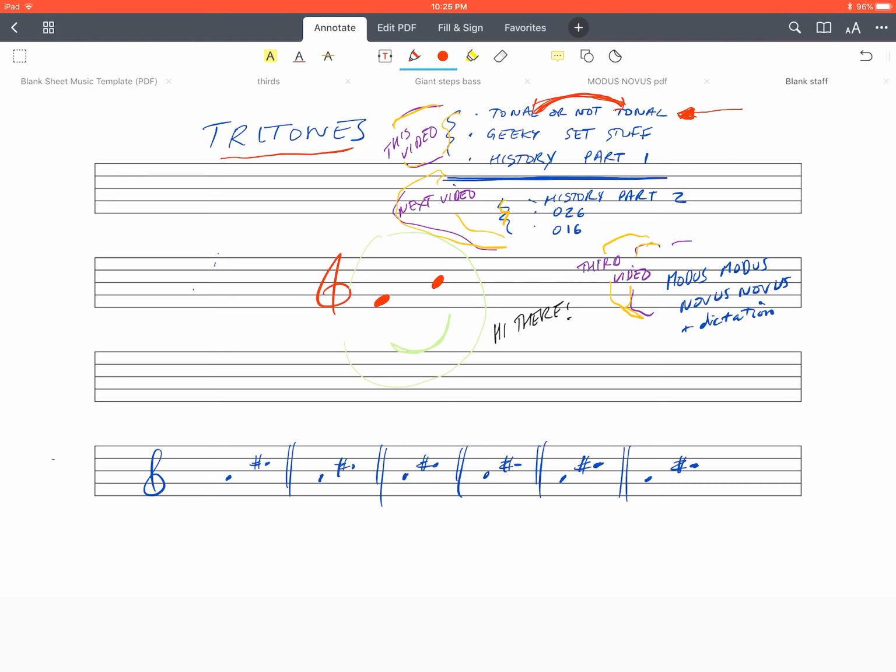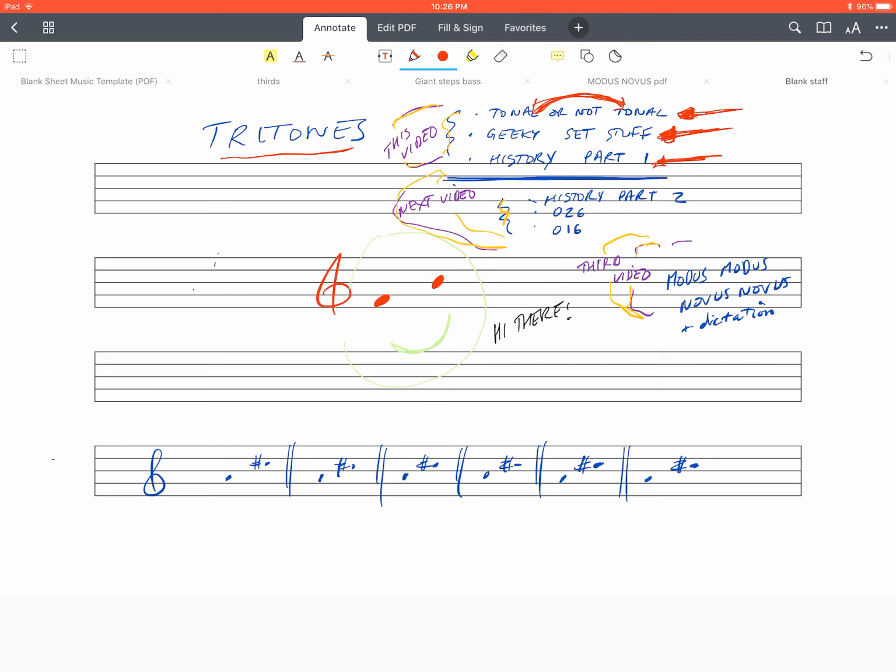I'll go from there. We'll talk a little bit about some geeky set stuff, about why tritones are special in set theory and what makes them a little bit special. And then we'll try to link this together by starting to talk about the history. And my impression is to make videos short enough, I'm going to divide that up.